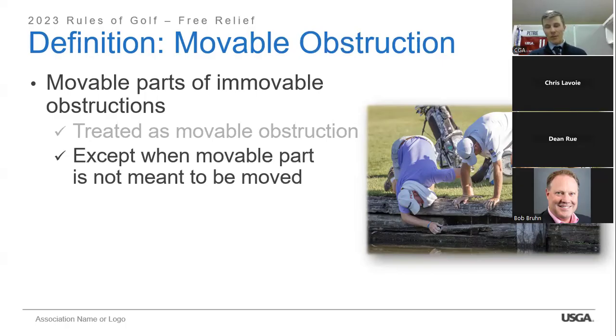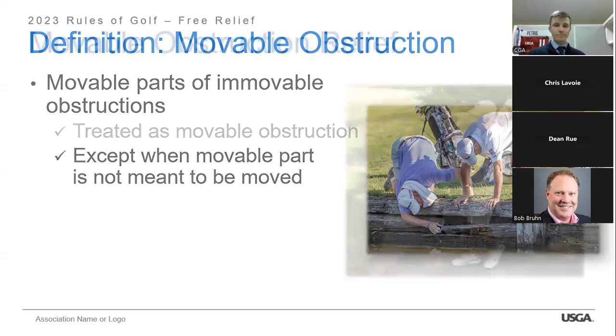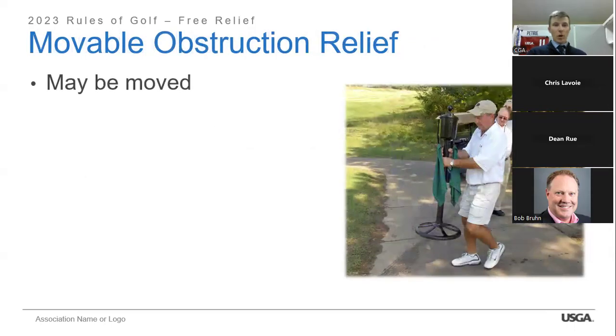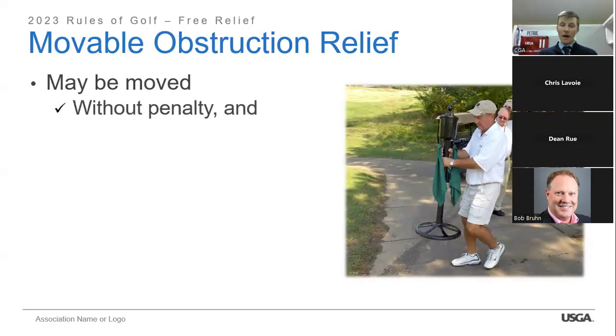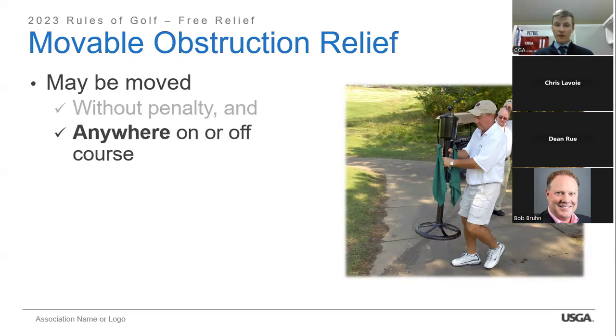You see an example in the right picture. We have players in a bulkhead, it looks like. This piece of wood obviously isn't meant to be moved, so therefore it's not a movable obstruction. You can't be bending and breaking stuff like that when it's not meant to be moved. So how do we take relief in this situation? Movable obstruction relief: it can be moved without penalty. And again, we're dealing with anywhere on or off the golf course.